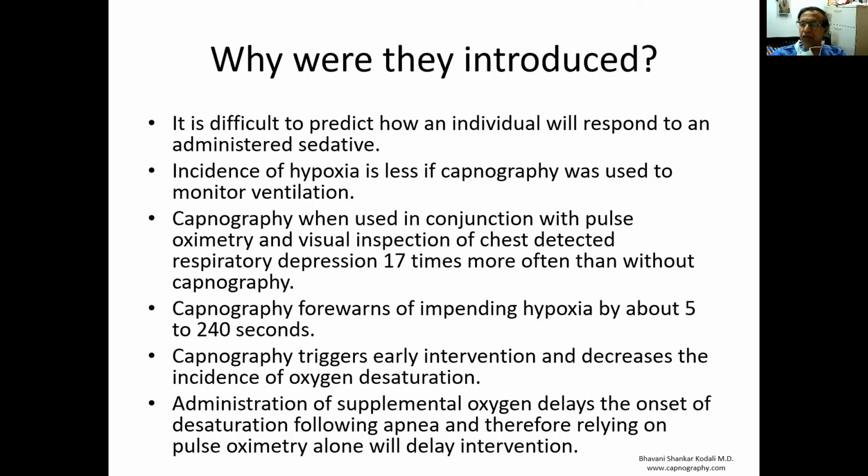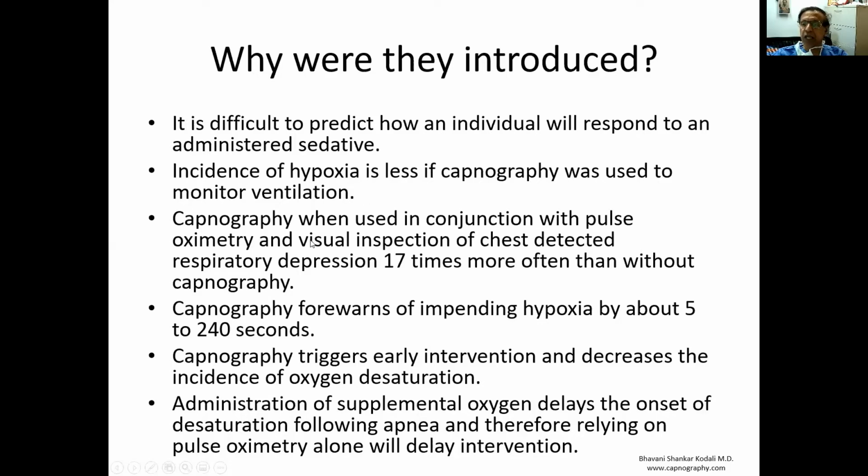Why was capnography introduced to monitor ventilation during sedation? The first reason is that it is difficult to predict how an individual will respond to an administered sedative. And we all know as clinicians that every patient responds in a different way to the same amount of sedative drug. Incidence of hypoxia is less if capnography is used to monitor ventilation, according to some of the studies.